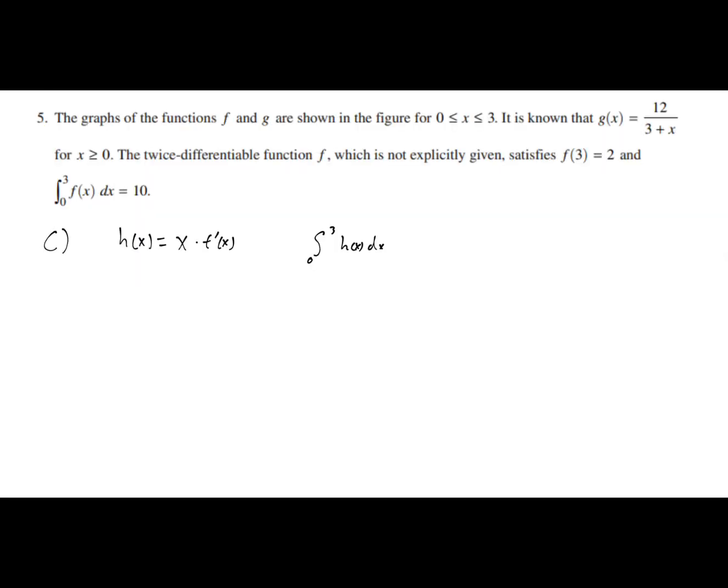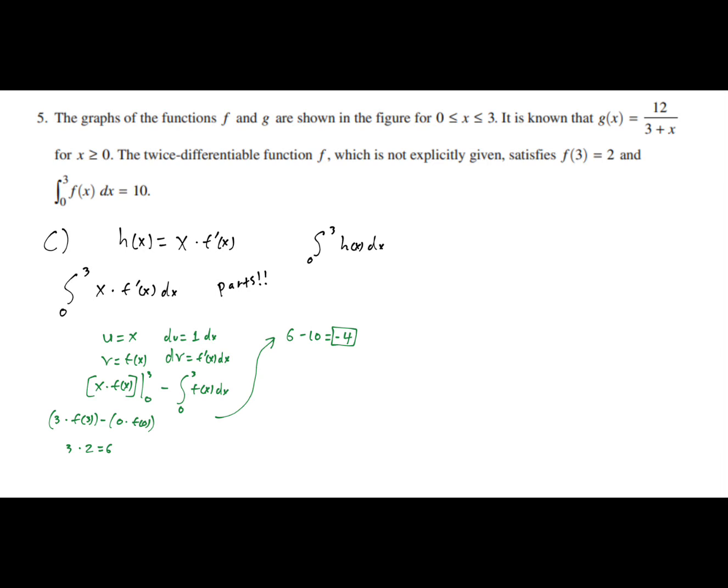For part C, it tells us that h of x equals x times f prime of x, and it wants us to evaluate the integral from 0 to 3 of h of x dx. While doing this problem, it should be pretty clear that we need to use parts, where u equals x, and then integrating that, du will just equal 1 dx. And then dv will be f prime of x dx, which integrating that will just give us f of x.